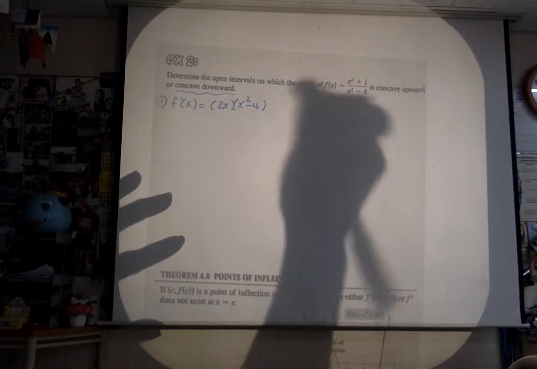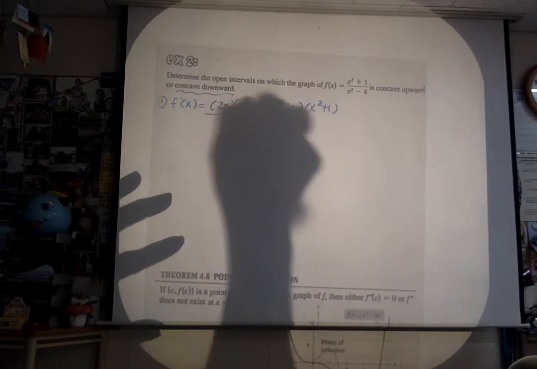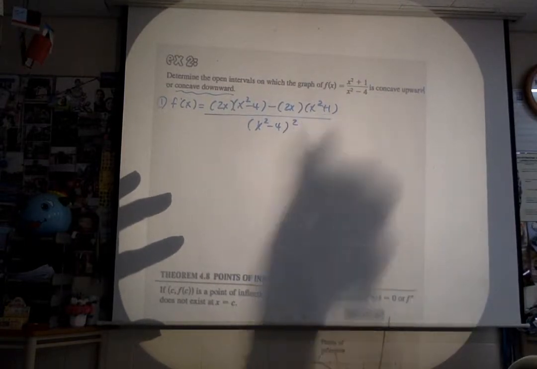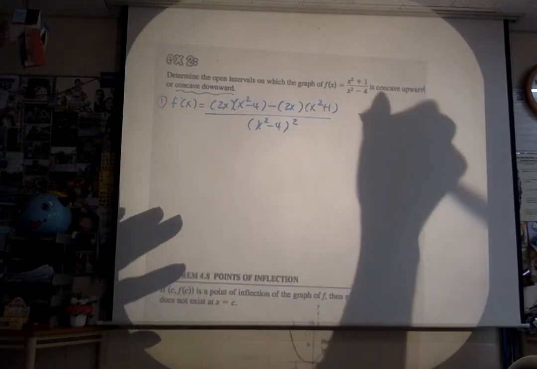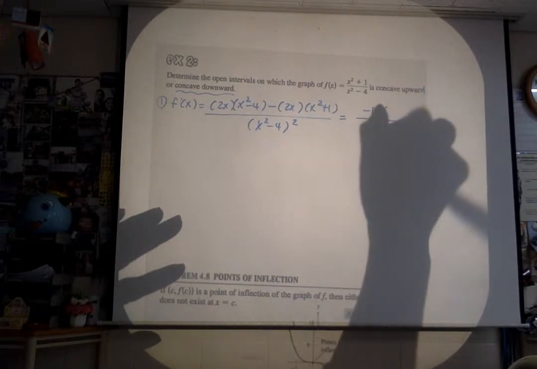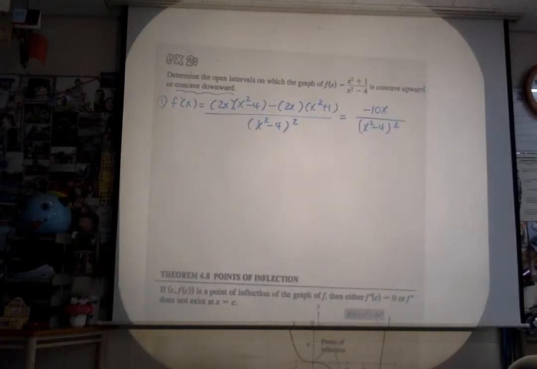You can see that we're going to need the quotient rule. I've done that here. What I'm not going to show is all the steps and how I got here. You can see I apply the quotient rule, and when I simplify everything, I get f prime of x equals negative 10x over (x squared minus 4) squared.